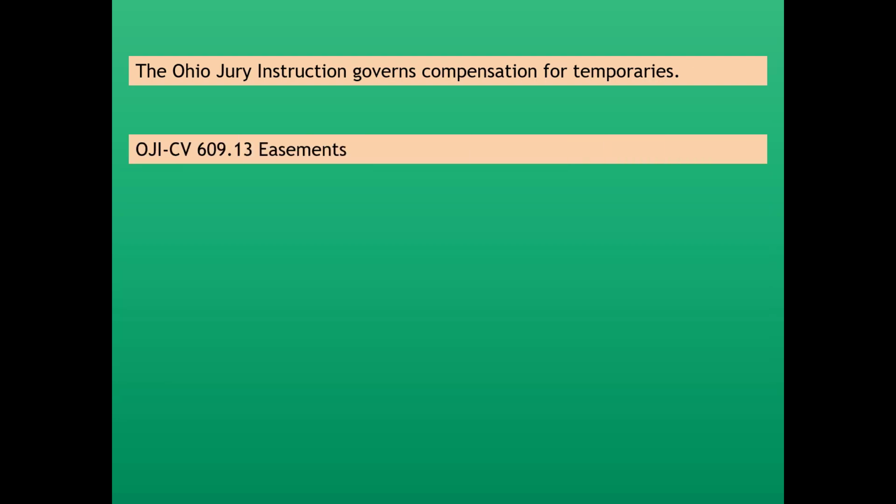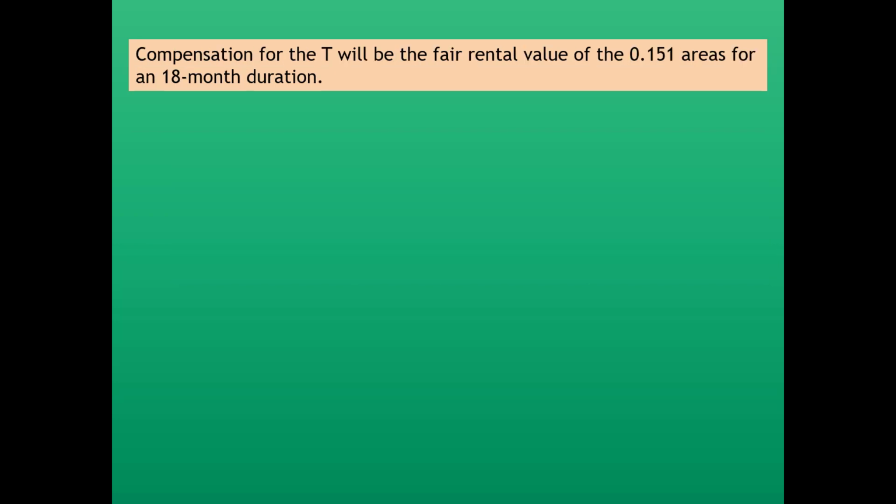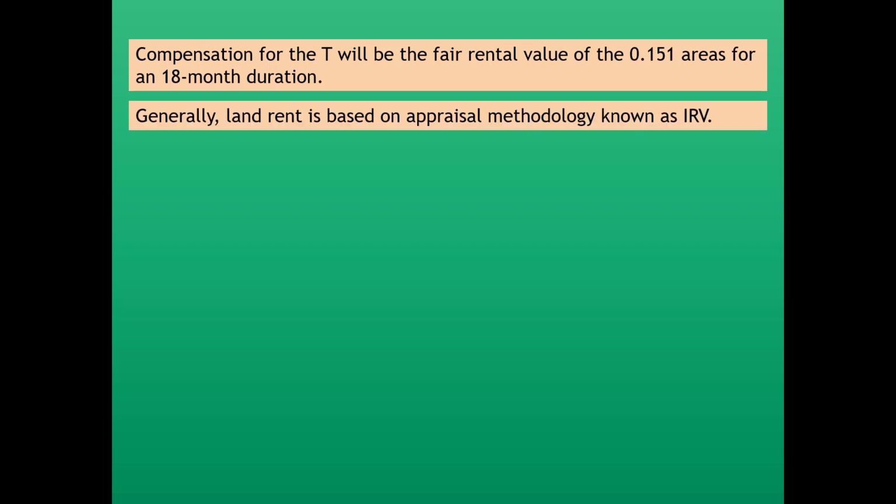Ohio jury instruction governs compensation for temporaries, and that instruction is: a temporary easement is the right to use an area of land for a limited time and for limited purposes. The measure of compensation or damages for a temporary taking is the fair market value of the loss of use of the property taken. That fair market value is the lost rent, the fair rental value. Compensation for the T will then be the fair rental value of the 0.151 acres for an 18-month duration.